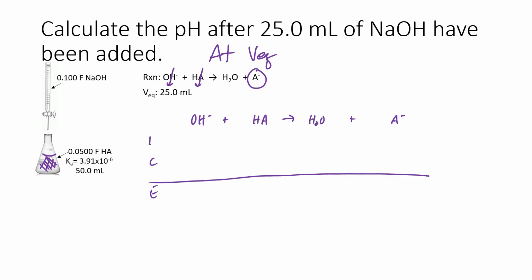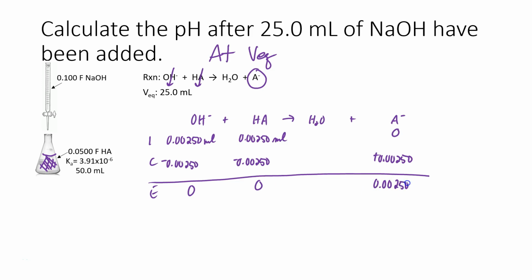The initial moles of OH should be 0.00250. The initial moles of HA aren't ever going to change in this problem. And the initial moles of A minus are 0. Notice that the moles of OH are equal to the moles of HA. We're going to subtract those moles from the reactants and add them to the products. So that at equilibrium, OH is gone, HA is gone, and we've got 0.00250 moles of A minus.